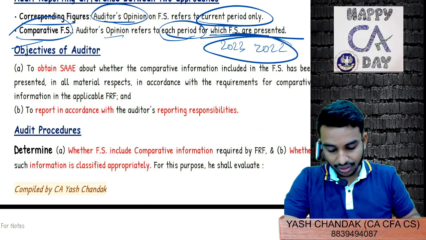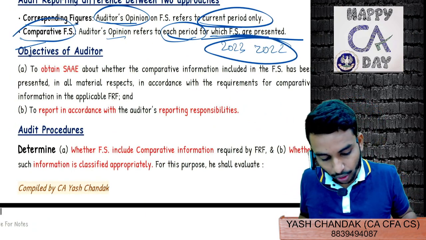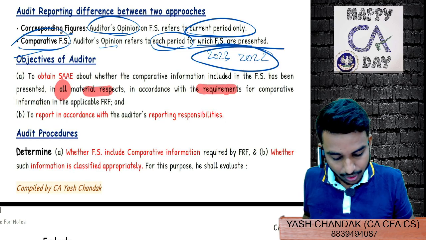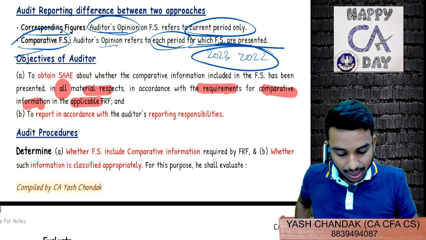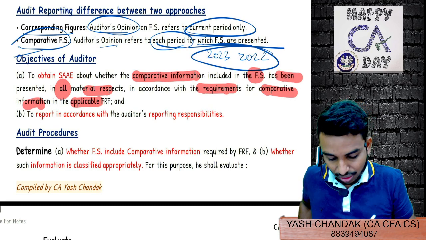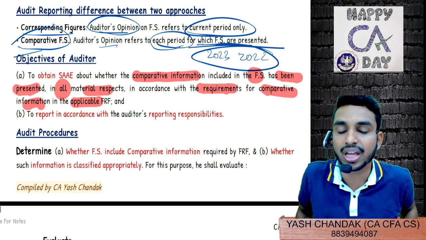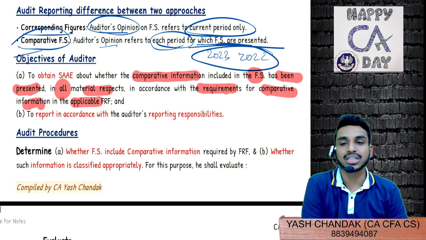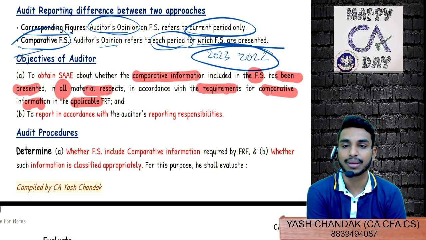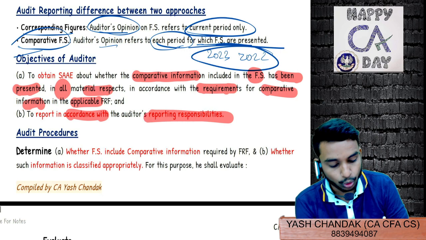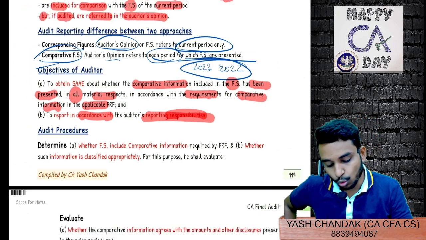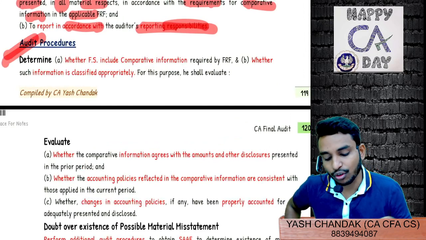So the main provision of the standard starts here. Objective is to obtain sufficient appropriate audit evidence, obviously, right? Whether in all material respects, in accordance with the requirements of the applicable FRF, comparative financial information included in the FS has been presented in accordance with applicable FRF or not. So objective is to obtain sufficient appropriate audit evidence that whether the comparative information is presented in all material respects in accordance with applicable FRF, and to report in accordance with the auditor's reporting responsibility, right? So to report in accordance with the auditor's reporting responsibility, whatever your responsibility is, that is your twin objectives. But let's start from your audit procedure.